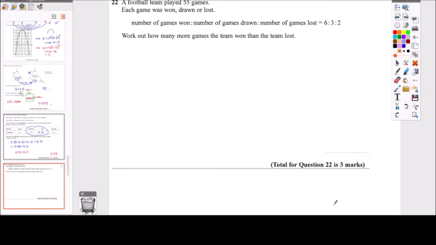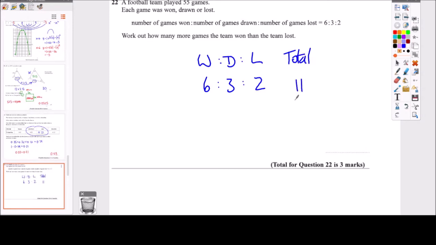Question 22. So the number of games won to drawn to lost is 6 to 3 to 2. So how many is that in total, that ratio? 6, 7, 8, 9, 10, 11. So that's a total of 11. Now, we are told that the team played 55 matches in total. So we can see to get from the ratio to the actual number of matches, we're having to times everything by 5. So 6 5s are 30, 3 5s are 15, 2 5s are 10. So we won 30, drew 15, lost 10.